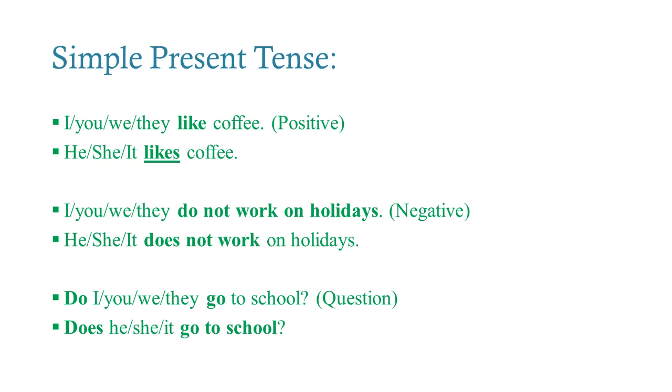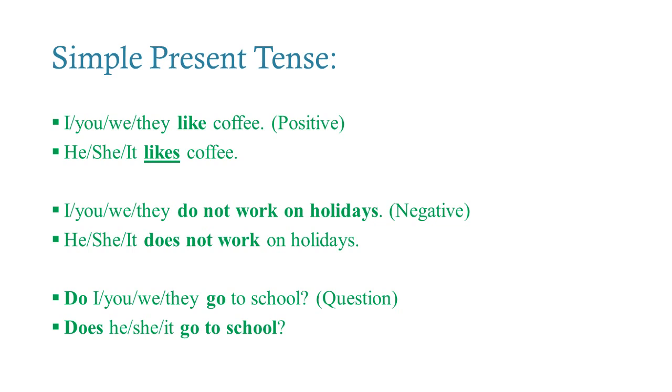Now we will see some examples of different types of sentences where we have used simple present tense. In positive sentences also, we have followed the rule of adding s or es to the verb for a third person singular subject. I like coffee, we like coffee, you like coffee, they like coffee. But when the subject is third person singular, we add s or es. He likes coffee, she likes coffee, it likes coffee.